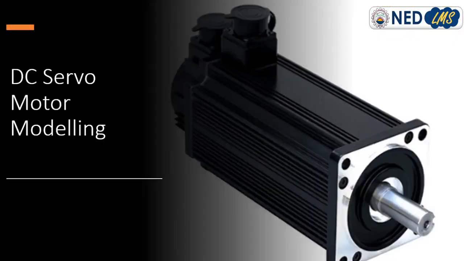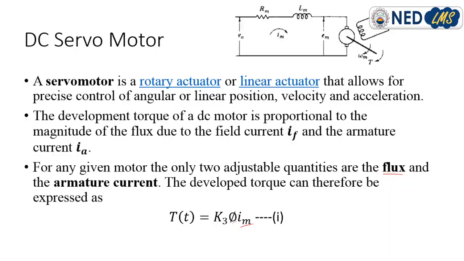Okay, finally, in this week we will perform modeling of a DC servo motor. And what do we mean by the servo motor? A servo motor is basically a rotary actuator or a linear actuator that allows for precise control of angular or linear position, velocity, and acceleration. Basically, a servo motor is used to perform precise control of these three parameters: position, velocity, and acceleration.